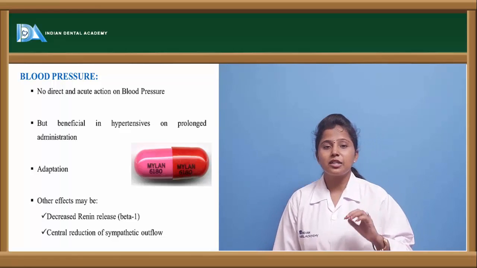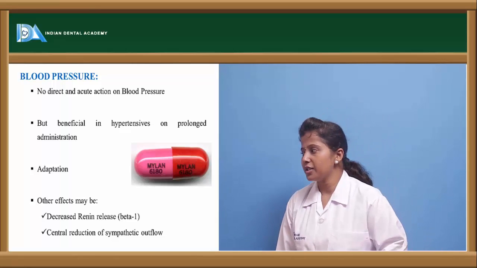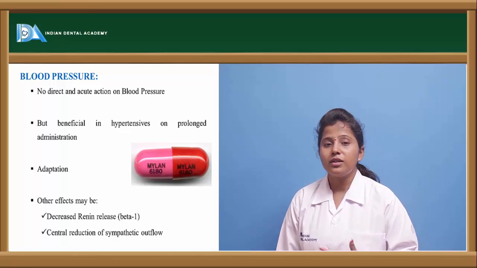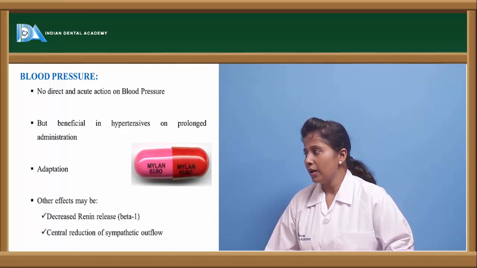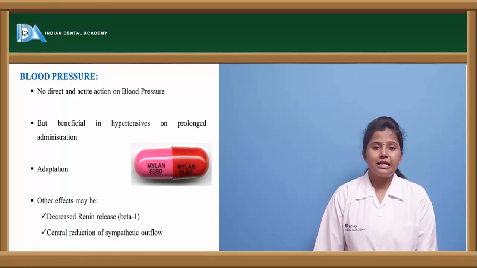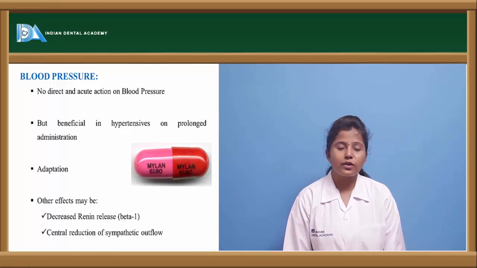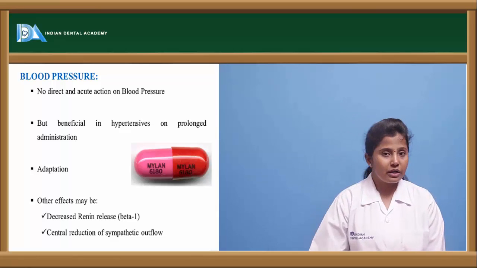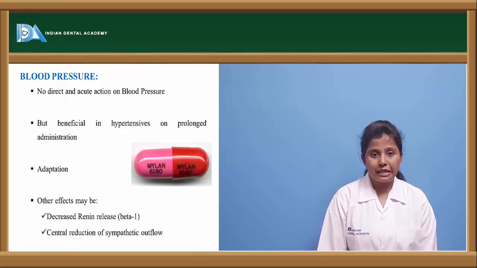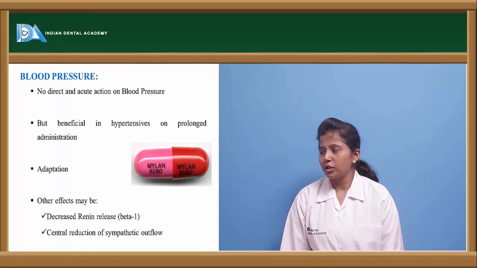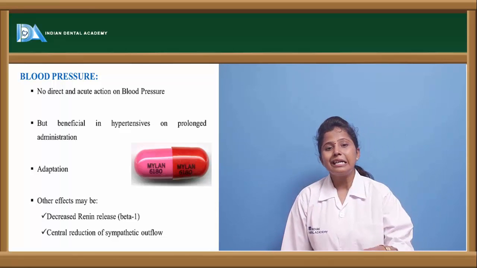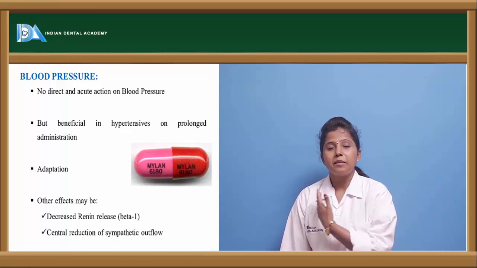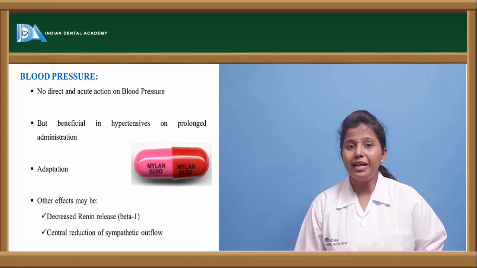That is the reason it is recommended in hypertensive conditions, and it causes adaptation, in the sense that the person gets adapted to that drug, or gets used to that drug. The other effects include decreased renin release. Renin is also one of the compounds which is released and alters the blood pressure. So there will be decreased renin release and central reduction of sympathetic outflow. In the central nervous system, the sympathetic flow, or the nerves emerging from the sympathetic nervous system, will be decreased.